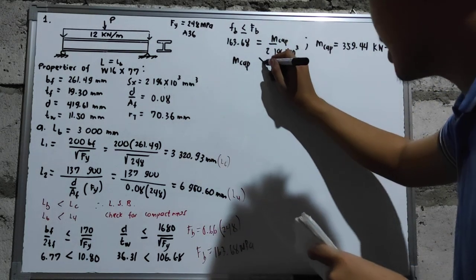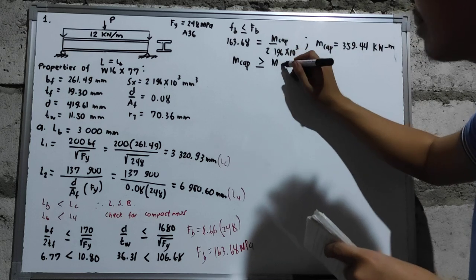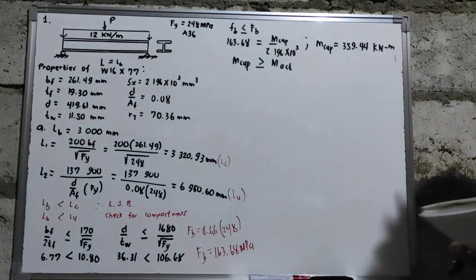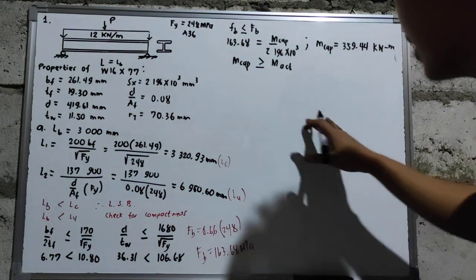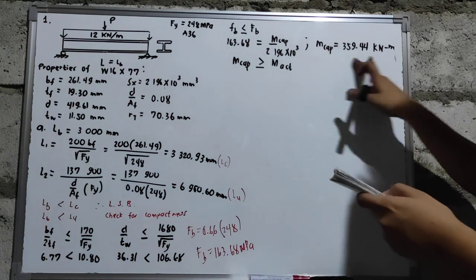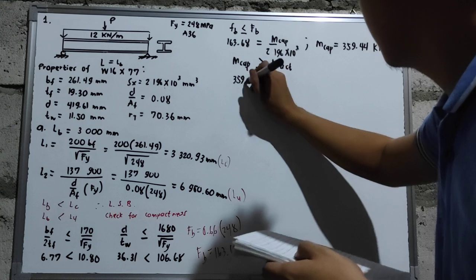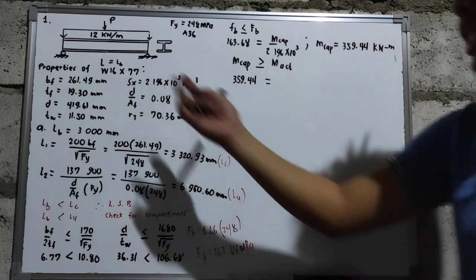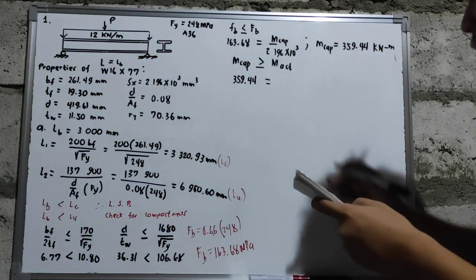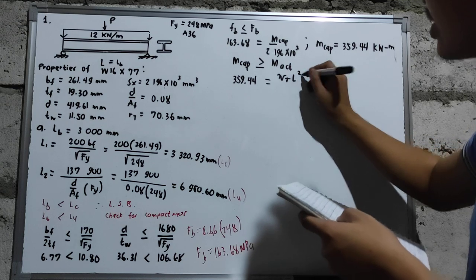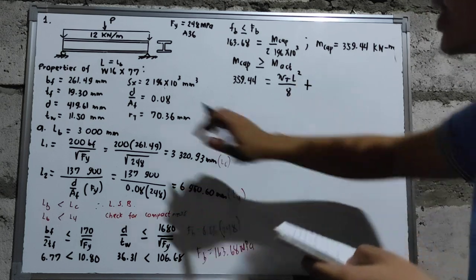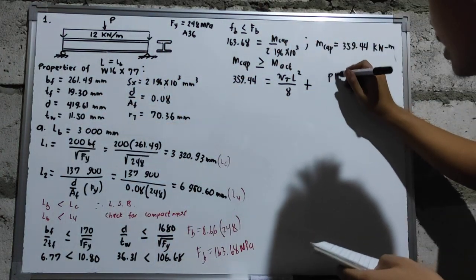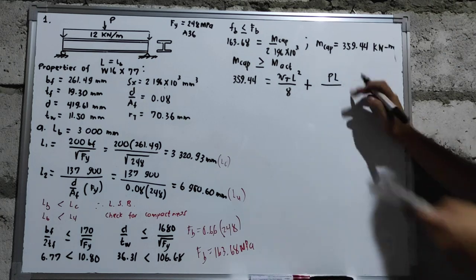Now, the M capacity of our beam must be greater than or equal to the M actual, or the maximum moment that our beam will experience. So let's equate them to find it. Our M capacity of 359.44 kilonewton meter equals, since it is a simply supported beam, WL squared over 8, plus, since we have a concentrated load acting on the midspan, the formula for the maximum moment is PL over 4.